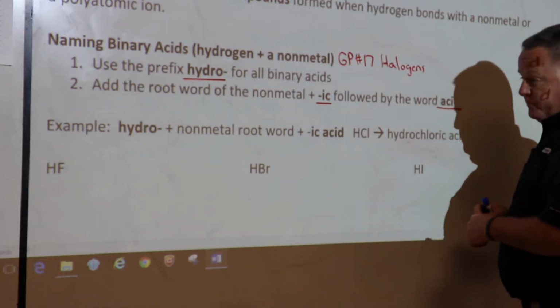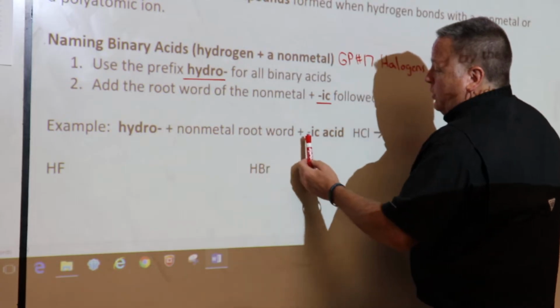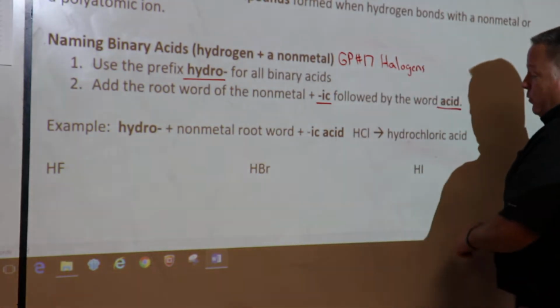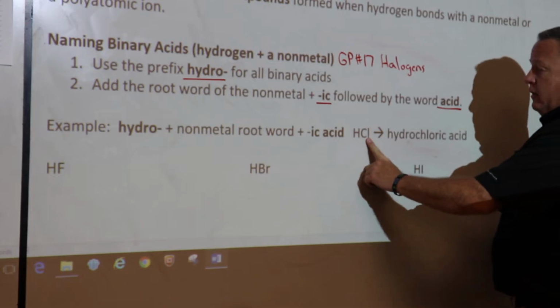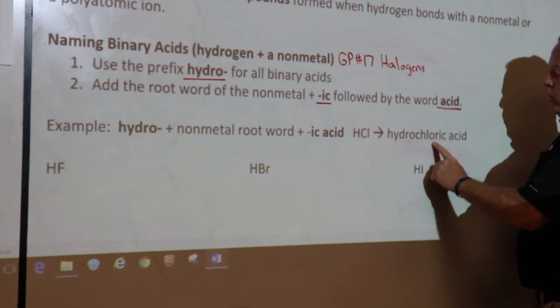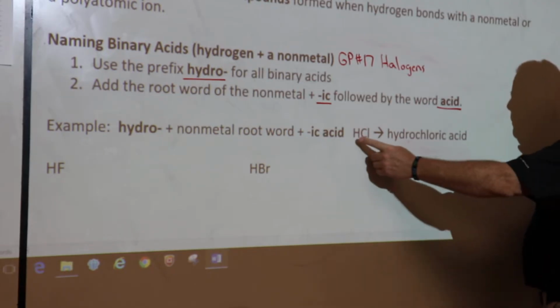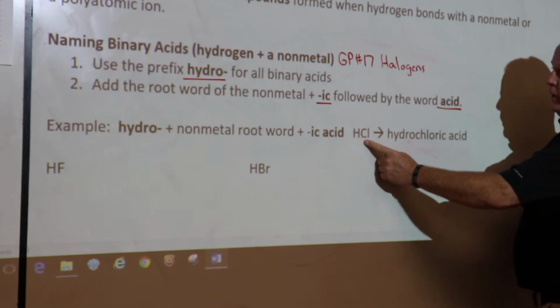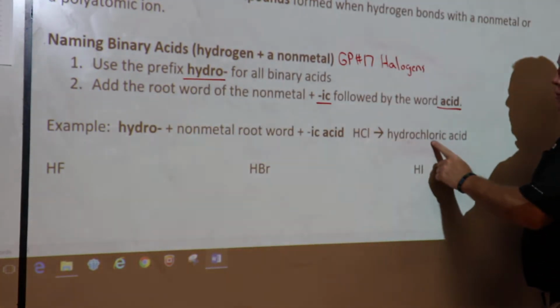So for example, hydro plus the nonmetal root word plus IC and the word acid would mean that hydrogen and chlorine, chlorine being the nonmetal, would be called hydrochloric acid. Again, hydrogen and chlorine, two elements. That means it would be binary. We're going to be hydrochloric acid.